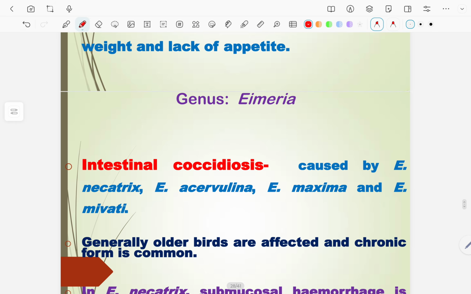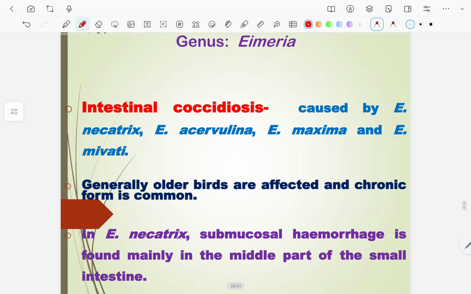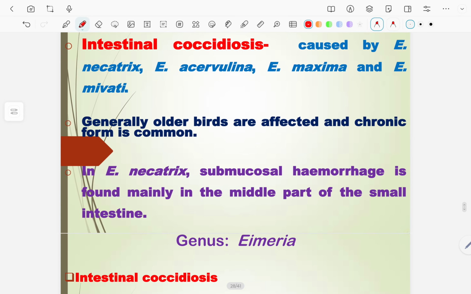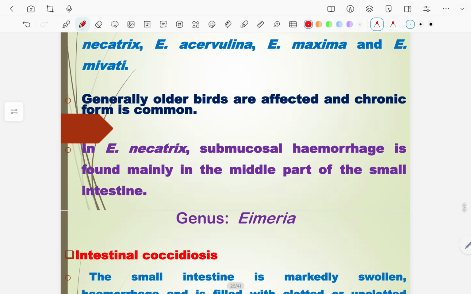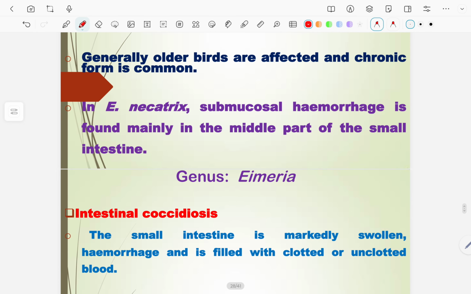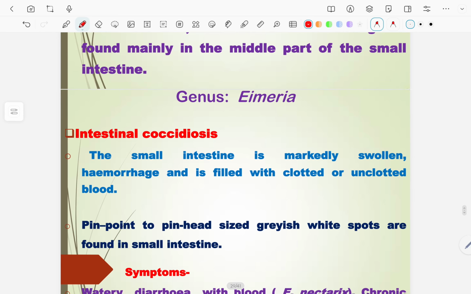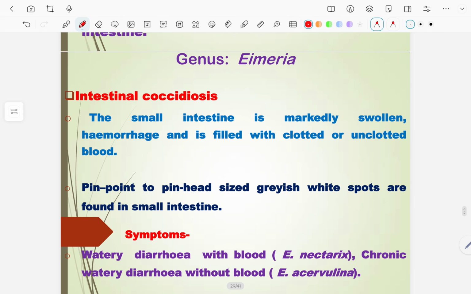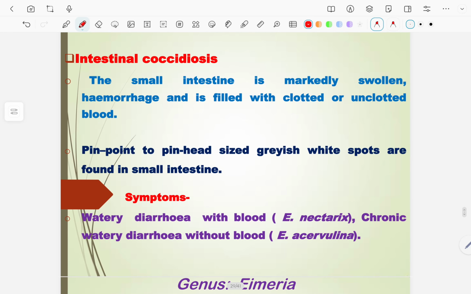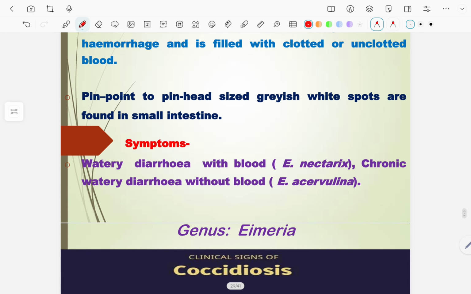Intestinal coccidiosis is caused by E. necatrix, E. acervulina, E. maxima, and E. mivati. Generally, older birds are affected and the chronic form is common. In E. necatrix, submucosal hemorrhage is found mainly in the middle part of the small intestine. The small intestine is markedly swollen with hemorrhages and filled with clotted or unclotted blood. Pinpoint to pinhead size grayish white spots are found in the small intestine.